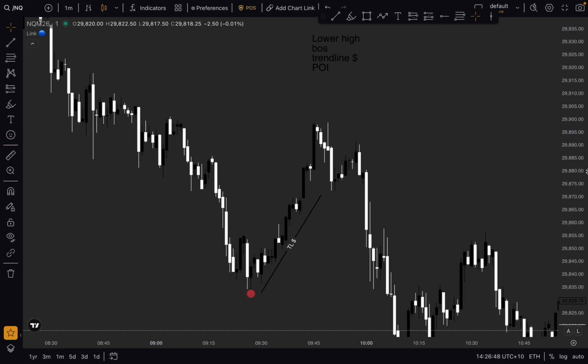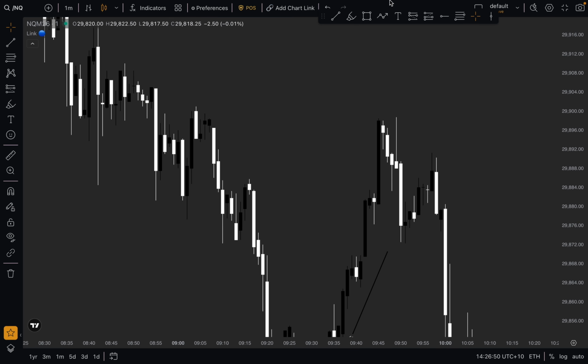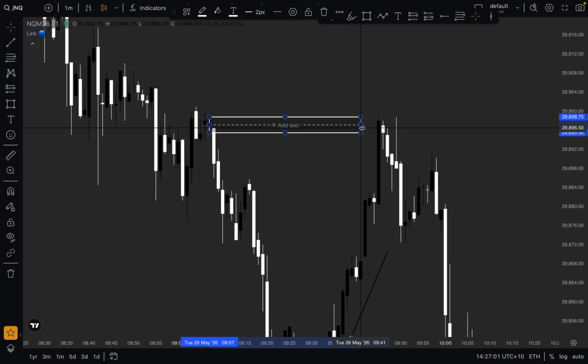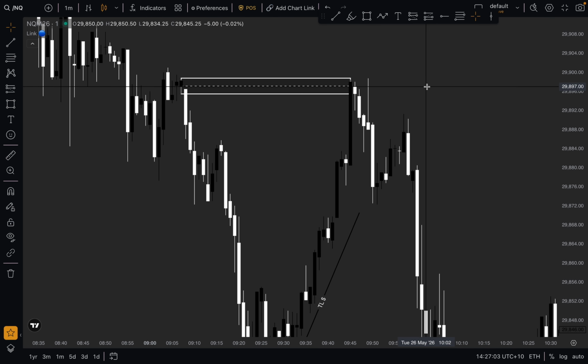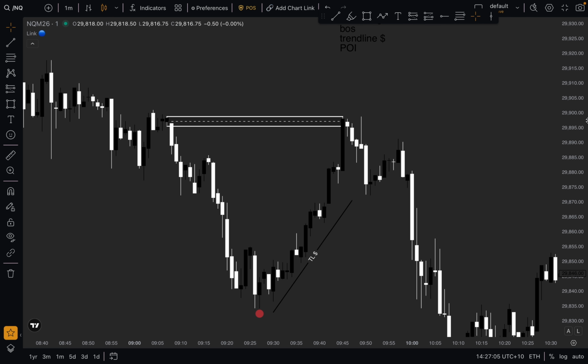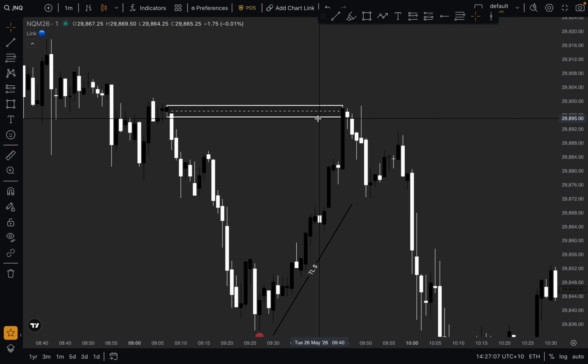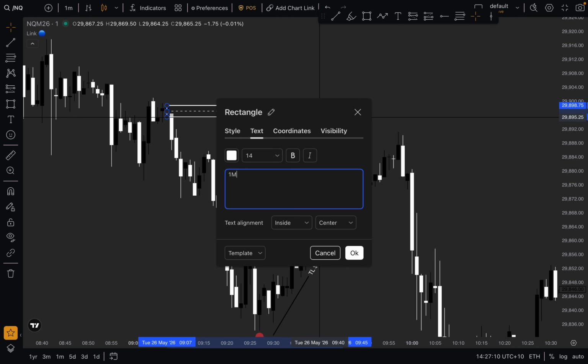We also have a point of interest. So what is a point of interest? Point of interest is a bearish candle before a bullish move, or vice versa. So in this case, it was a short, so it's a bullish candle before the bearish move. So as you can see, I mark it out. So this is my 1 minute point of interest.